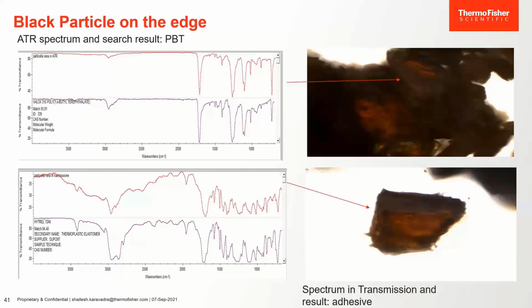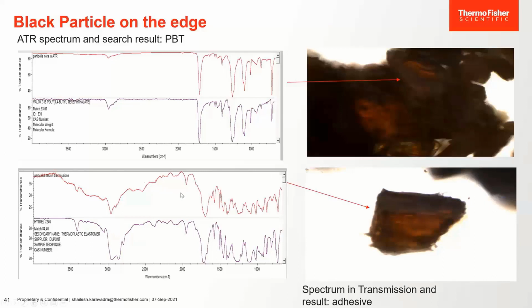Here in this slide, we demonstrate two different modes of operation: analysis with an ATR and analysis of the same sample in transmission mode. When a sample is analyzed using an ATR mode and compared to the libraries, we can clearly get a match for PBT, polybutylene terephthalate.